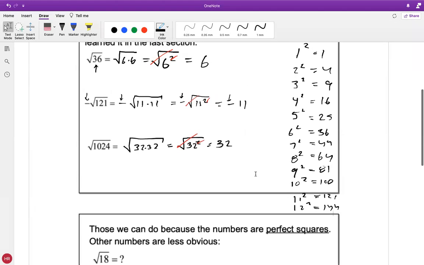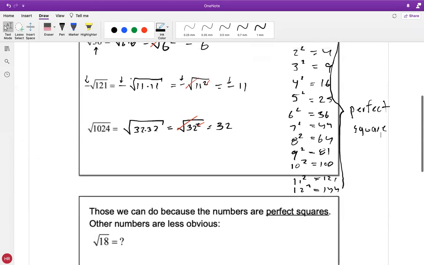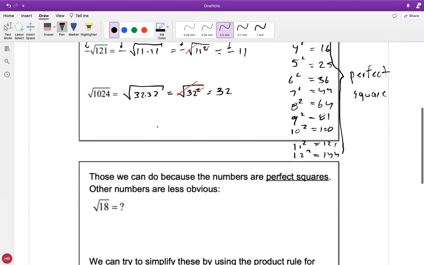So the numbers here on the left side, 1, 4, 9, 16, 25, all those are known as perfect squares, which means you can multiply an integer by itself, and you get one of those numbers. That's what I mean when I say a perfect square. So you can see right here, those we can do, and by those I mean these ones, 36, 121, 1024, we can do because the numbers inside the radical symbol are perfect squares. It's like exactly 32 times 32.